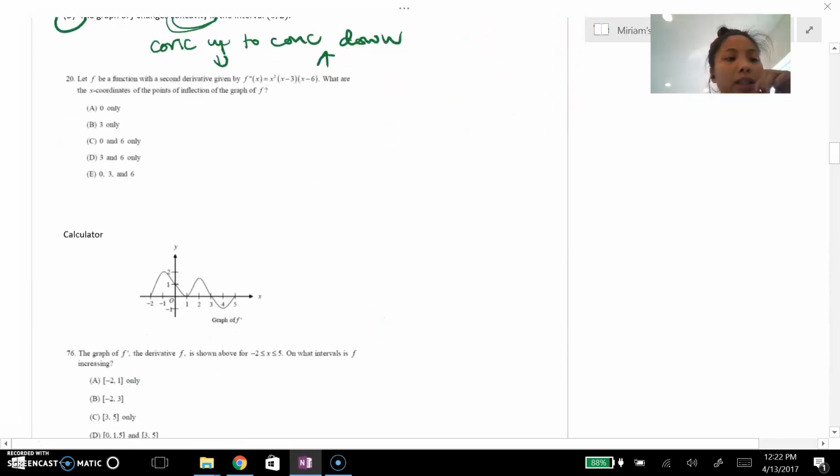Okay, number 20 says, let f be a function with the second derivative given by x squared times x minus 3 times x minus 6. This is the second derivative.